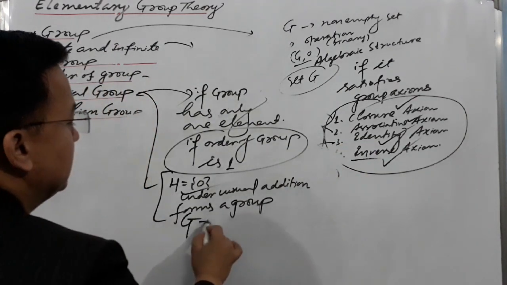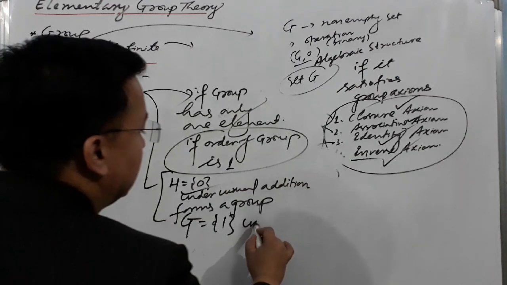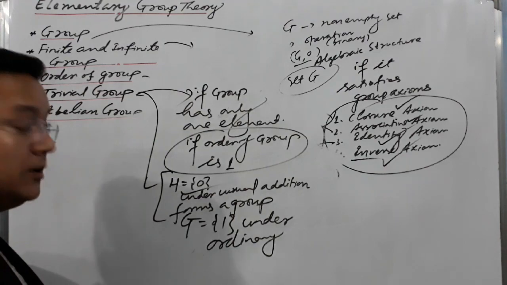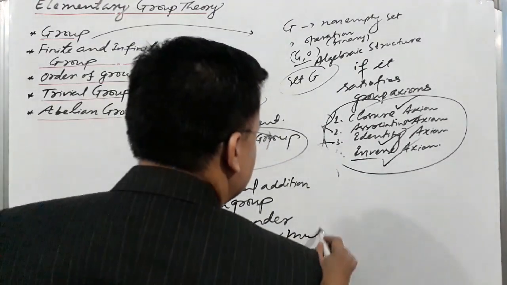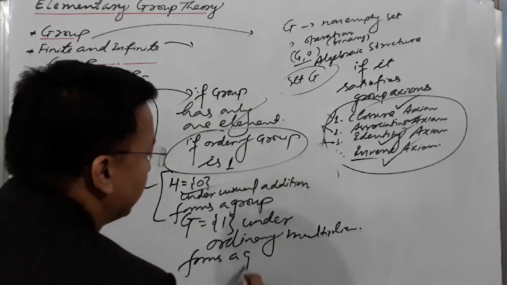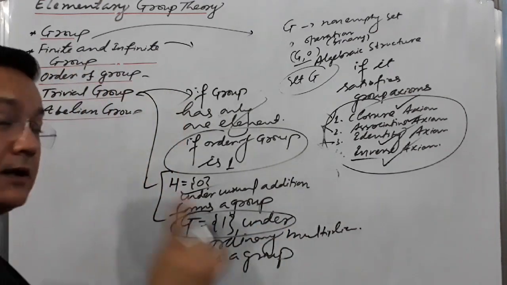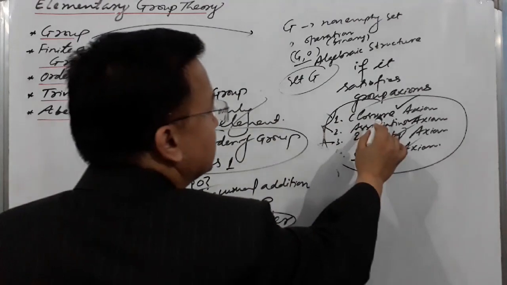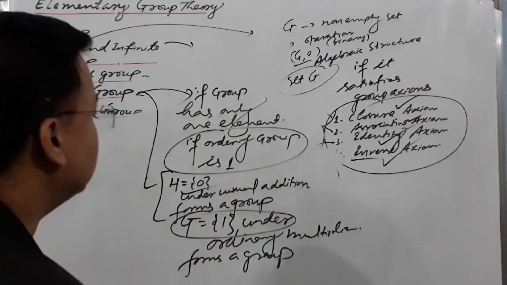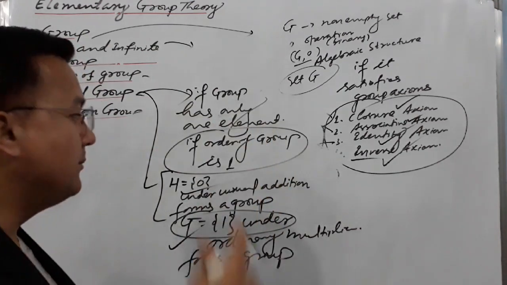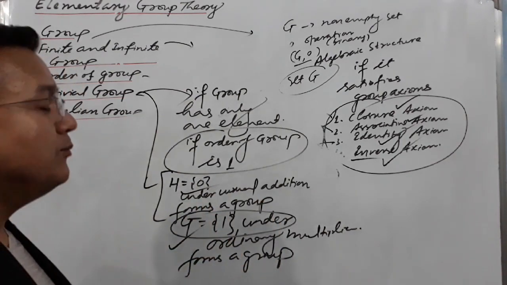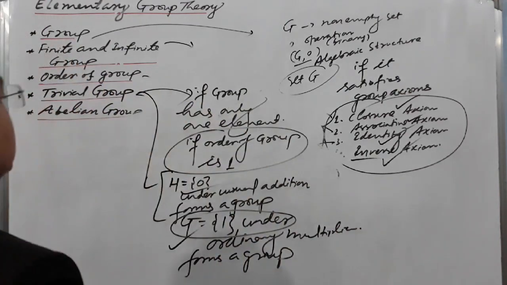Another example: let me take G is equal to {1} under ordinary multiplication as we do, 1 times 2 is 2, 2 times 2 is 4. Under ordinary multiplication, this also forms a group. It satisfies the closure axiom, associative axiom, identity axiom, and inverse axiom. So that's why we say this is a trivial group. I have told you two examples, and they form groups. These groups are called trivial groups because they have only one element.